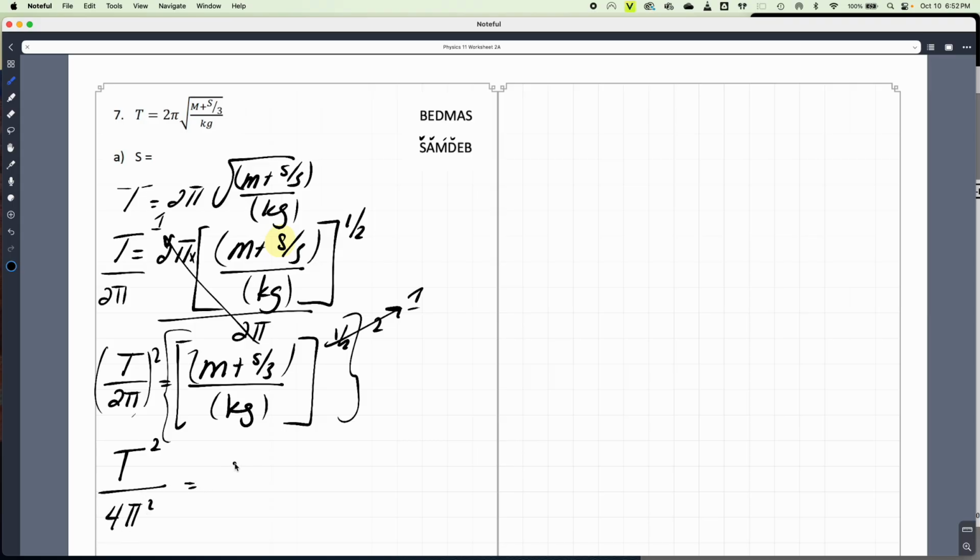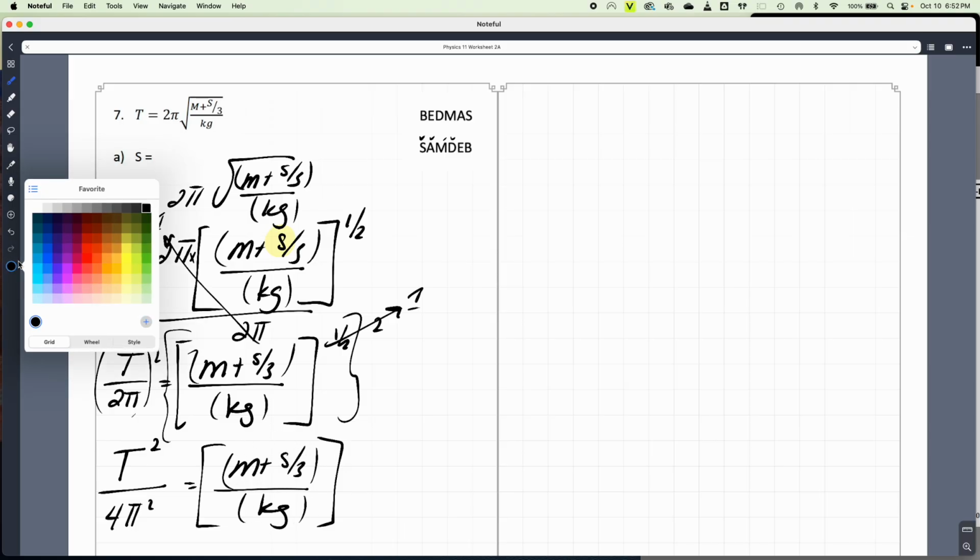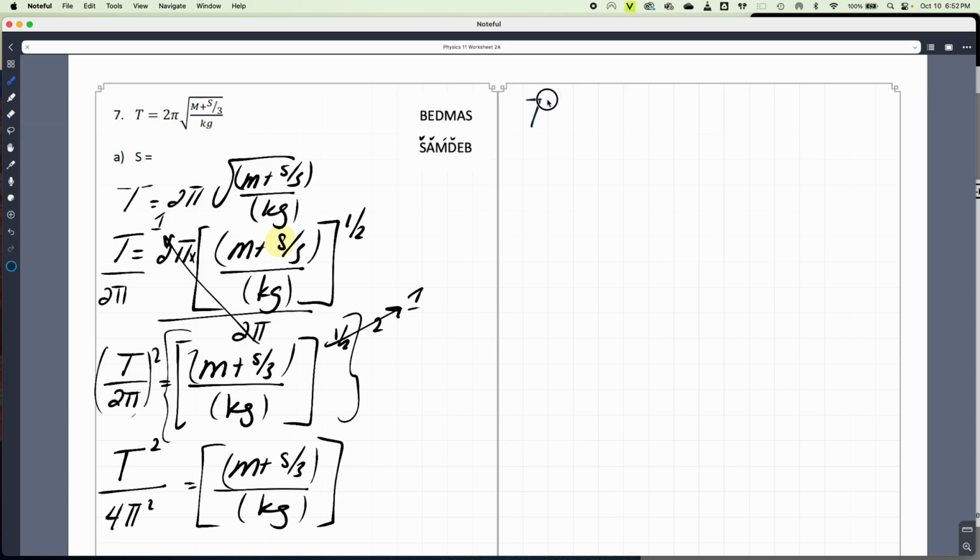And that equals m plus s over 3 over kg, with brackets on the numerator and brackets on the denominator and the square bracket. But now we've essentially worked our way through the entirety of the outside of this bracket. So now we get to work on the inside of this bracket. I'll just change my pen color. We'll go with turquoise here. And we have t squared over 4 pi squared equaling m plus s over 3 with a set of brackets here, kg. The square brackets are essentially gone.